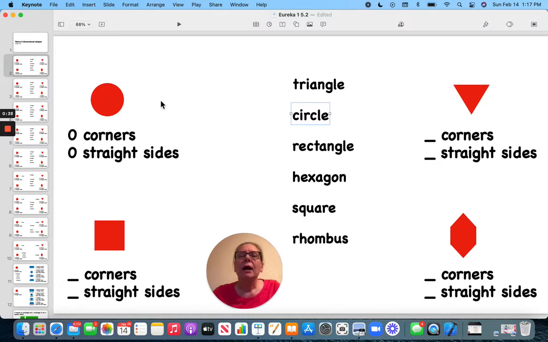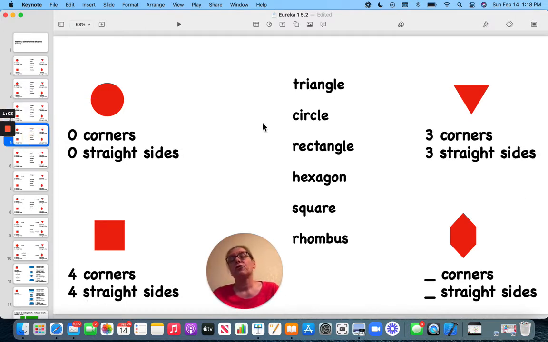Here I have triangle, circle, rectangle, hexagon, square, and rhombus. So we talked about how a circle has 0 corners and 0 straight sides. Here we have our square. It has 4 corners and 4 straight sides, and it has 4 square corners. Our triangle has 3 corners and 3 straight sides. Our hexagon has 6 corners and 6 straight sides.